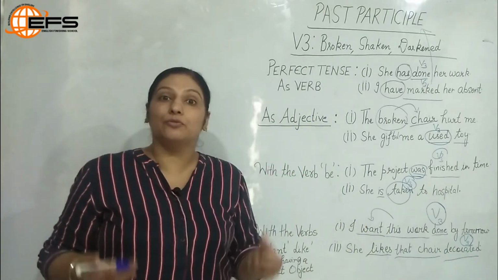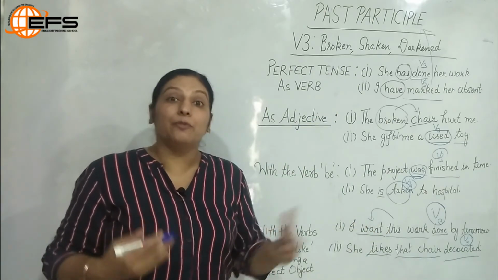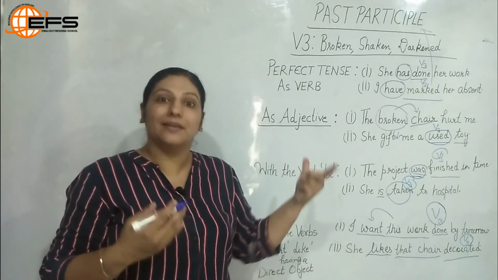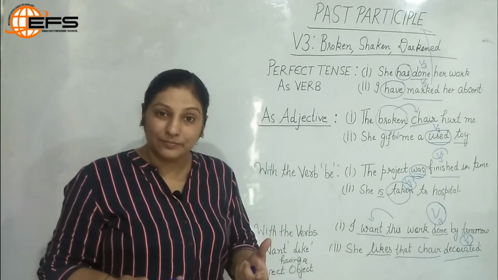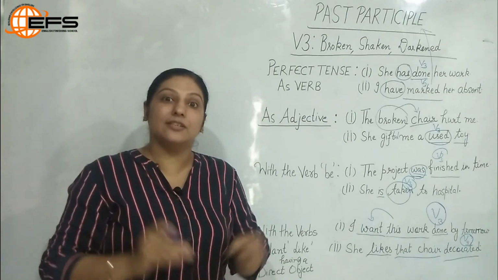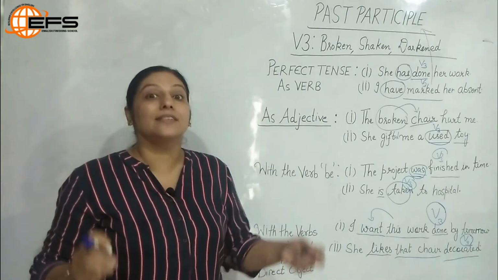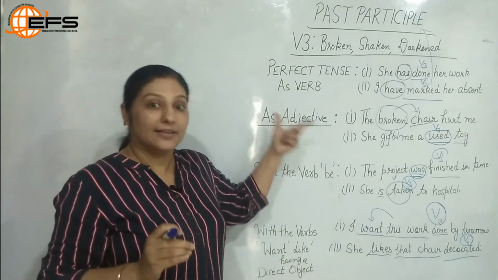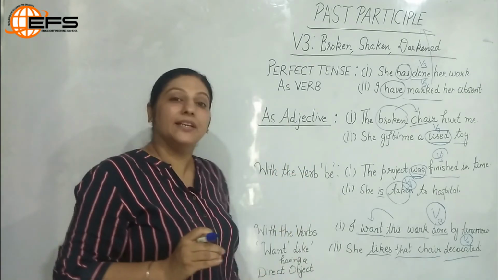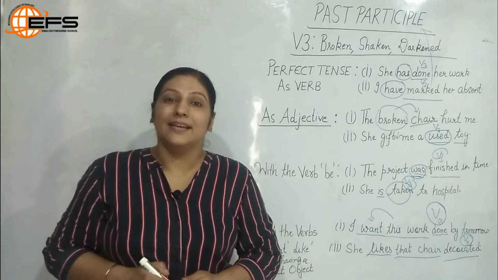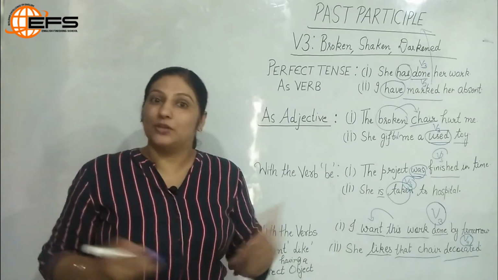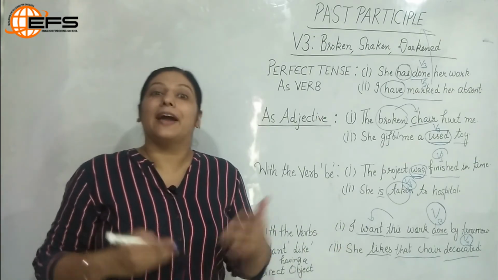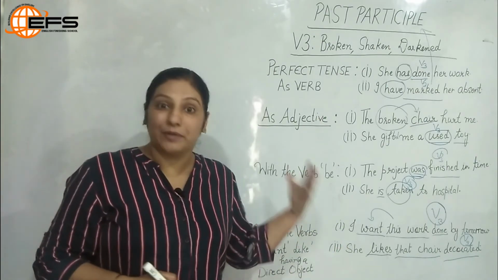So the main crux, the main theme of the story, is that the past participle verb is a non-finite verb. It does not change with the change in subject or tense, and it acts as an adjective, as a verb, and in various other ways in a sentence, it functions separately. So that's all about the past participle, and I hope you learned about it very clearly.